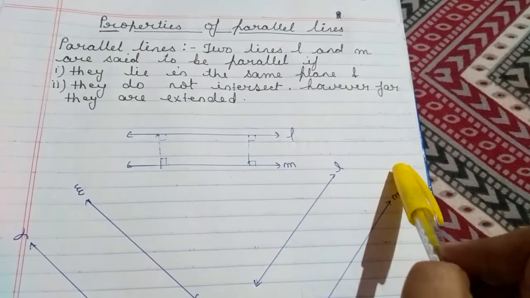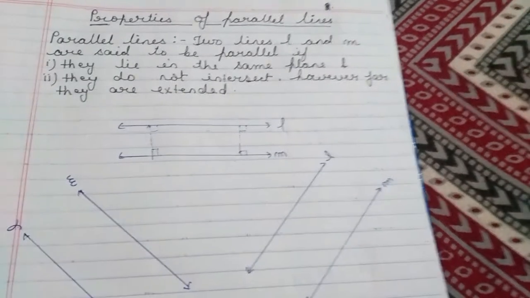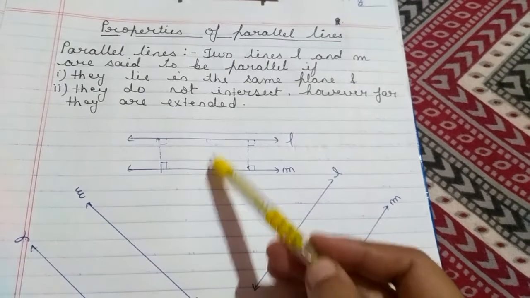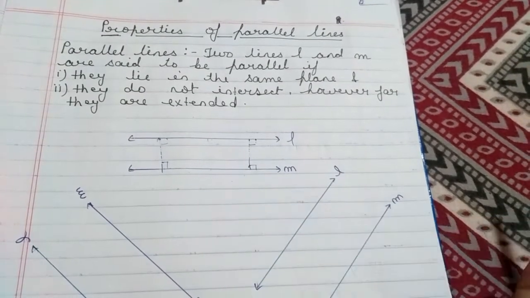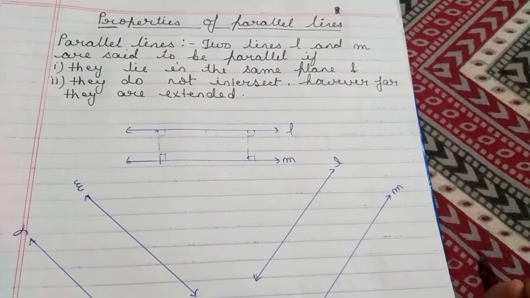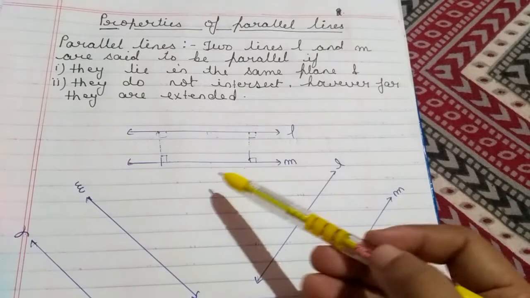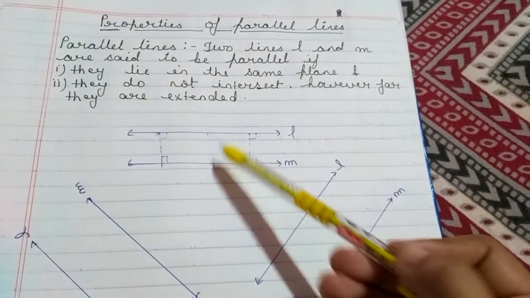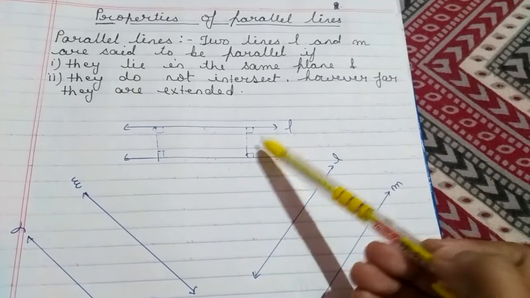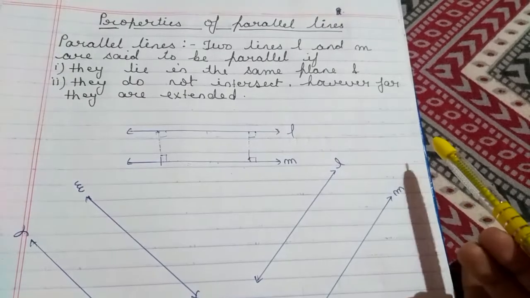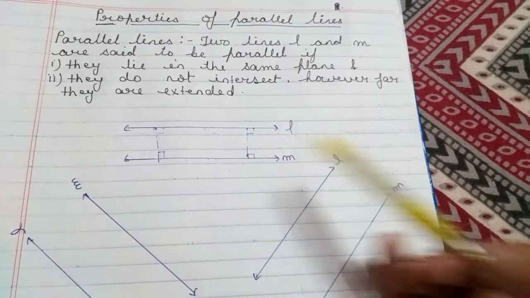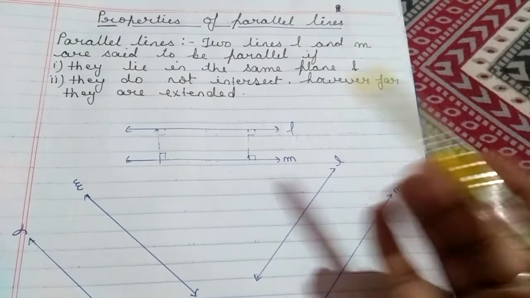If you measure the distance between the two at any point, the distance will remain the same. Okay, you take any point here, whatever distance is here, the same distance should be there further when you extend it. This means that they do not intersect each other because the distance between them is equal when you extend it. That means at any point, at every point, the distance between them is the same.